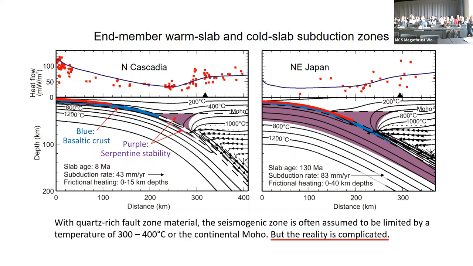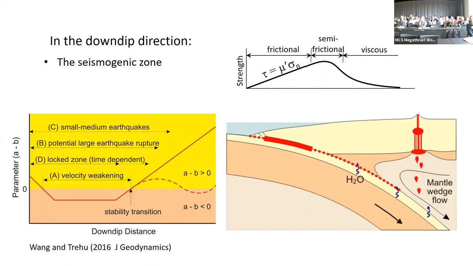But there's some people say that the continental moho could be the limit, but the reality is rather complicated, and it's complicated for many reasons, and it has to do with the dynamic rupture and many other things. But even when we talk about seismogenic zone, there are different ways, and different people think differently, right? When we say it is controlled by temperature, and it is controlled by temperature for sure, warmer subduction zones will have the megathrust rupture at shallow place, and colder subduction zones will have a megathrust rupture to a greater depth, that for sure. Just the exact termination, we're not too sure.